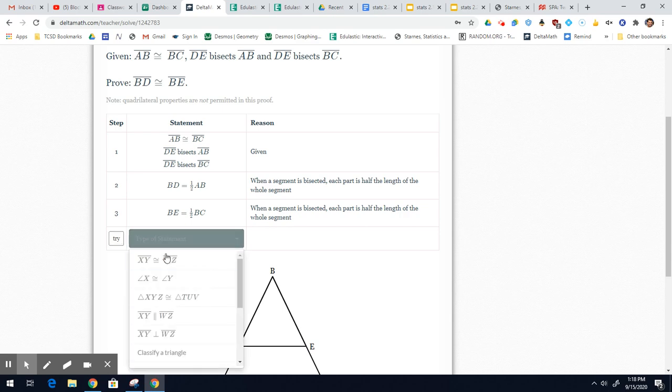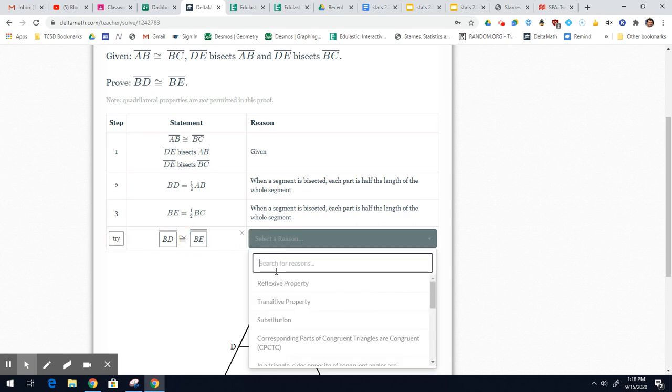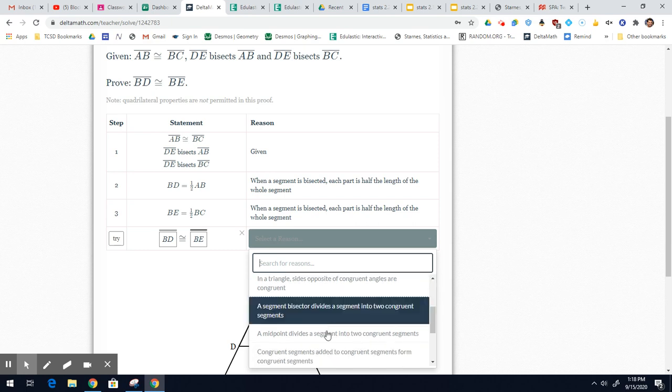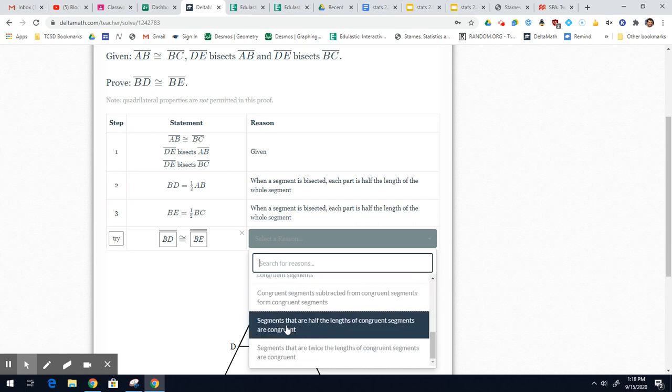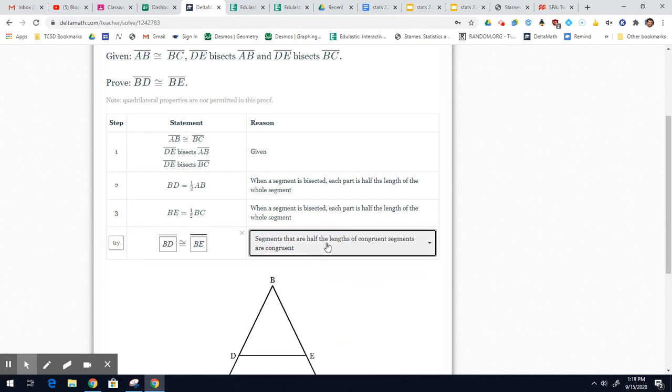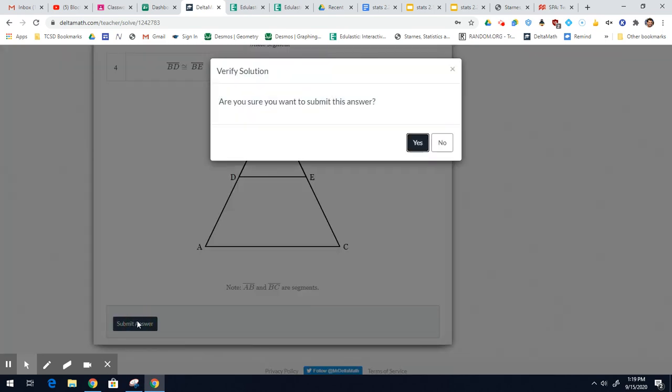And let's see if I can do that. We'll see. BD and BE are congruent. Let's see what we got. Okay, if we scroll down here, segments that are half the lengths of congruent segments are congruent. And there we go. I knew there was an option. Segments that are half the lengths. So each of these, BD and BE, are each half of AB and BC, but we were given that AB and BC are congruent. And there's my green check mark. Submit.